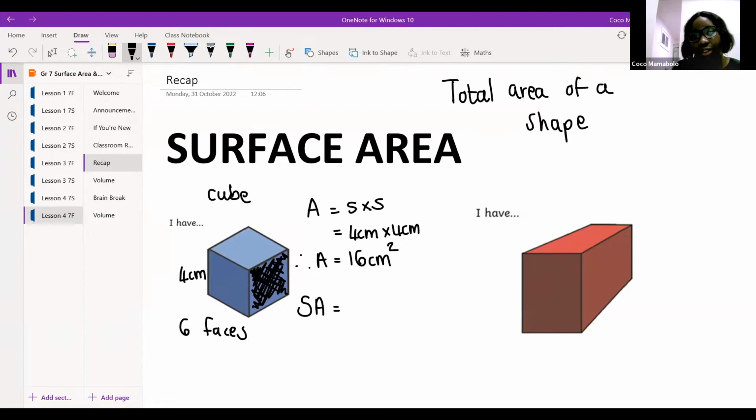So surface area is equal to 16 centimeters squared times 6, which is equal to, are we sure about that 96? I don't think it's 96, my sweetie. Let me check really quickly. It is. I was thinking of 12 times 6. I think you're correct here. I'm the one who's wrong.